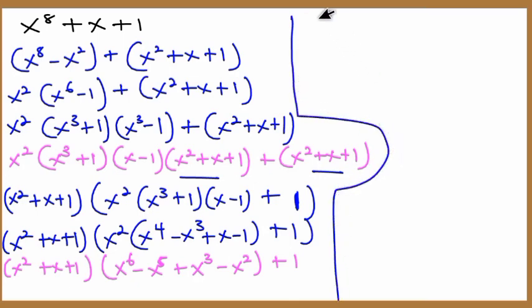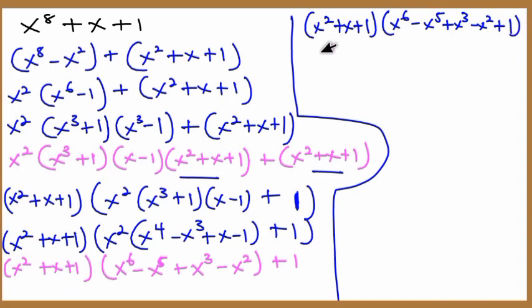So now my final factorization will be (x^2 + x + 1) closes, multiplying (x^6 - x^5 + x^3 - x^2 + 1) close. So this is my final factorization.